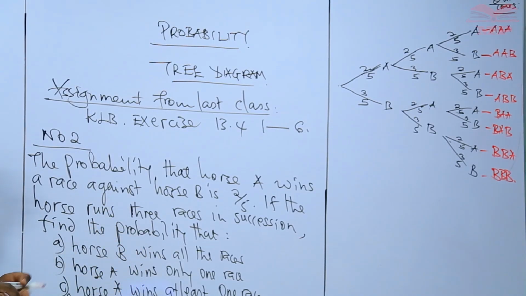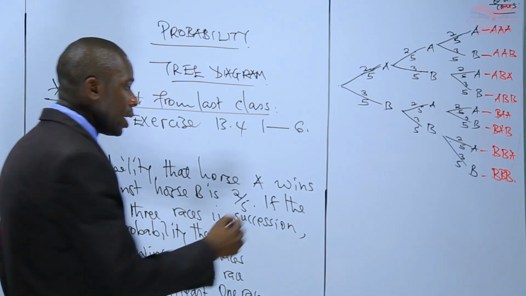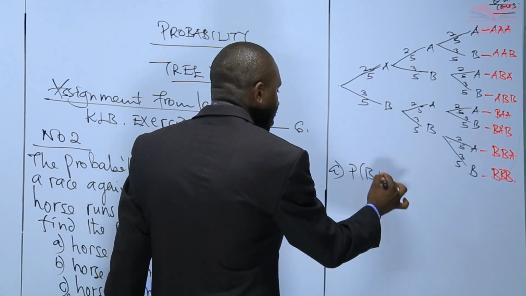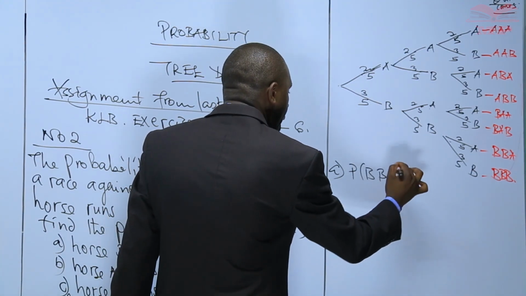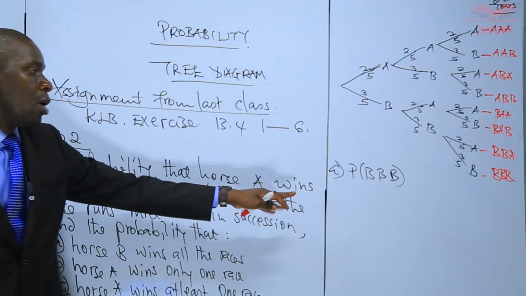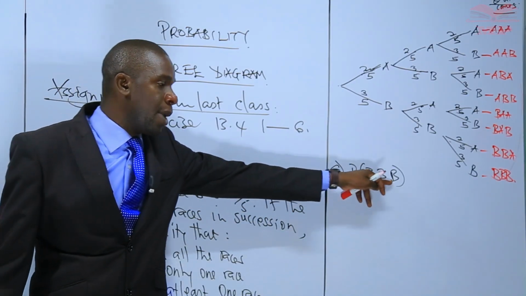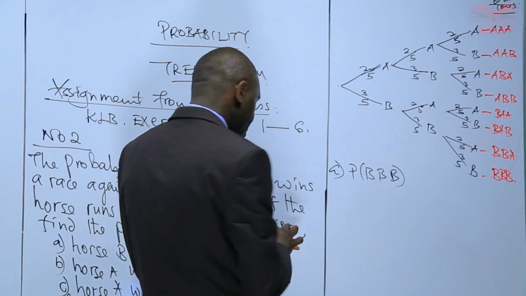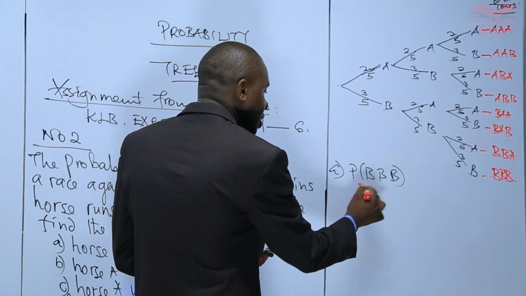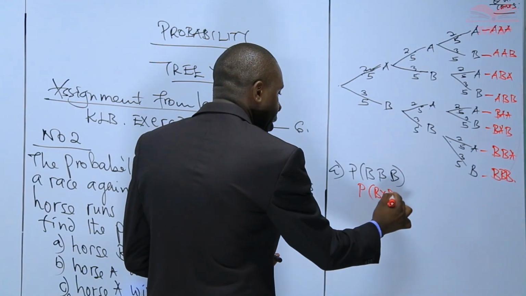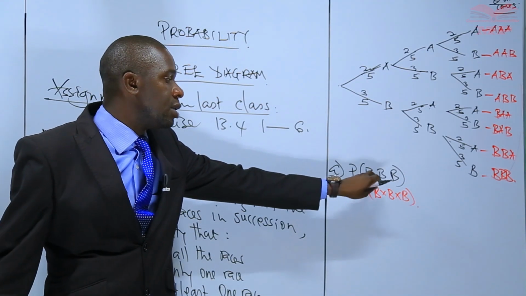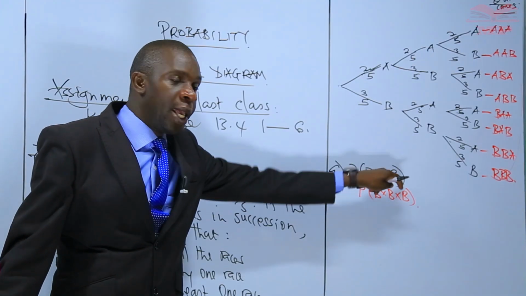So I want us to start with the first one. Find the probability that horse B wins all the races. So this will be the probability that horse B wins the first race and wins the second and wins the third, like that. Probability of B, B, B. So when we look at that, we know that silently there are multiplication signs in between. That is what we know. This is actually how it should be written, but this is what we write, B, B, B.